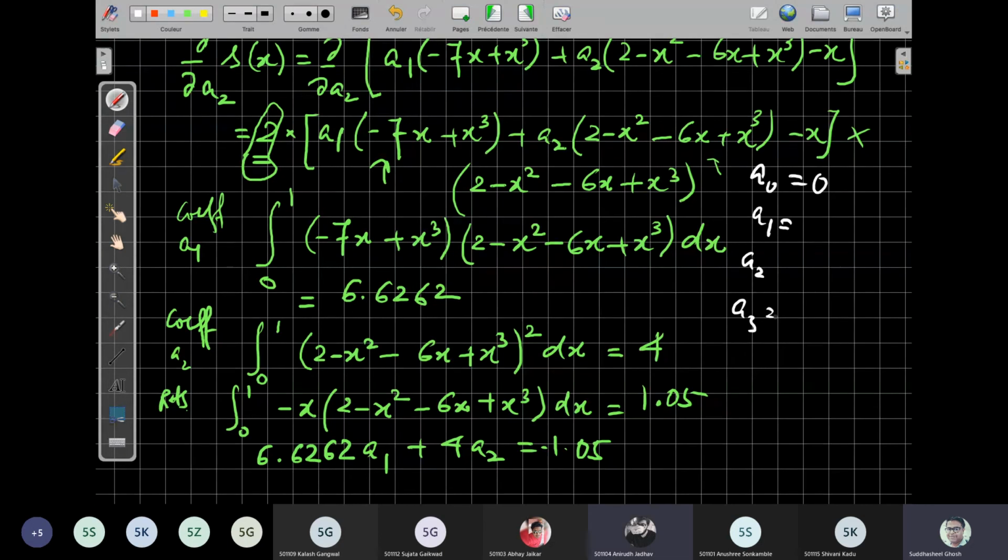Minus 0.1446. Which one, A1 or A2? A1 is minus 0.1450. A2 is minus 0.022. A3 is therefore 0.167.